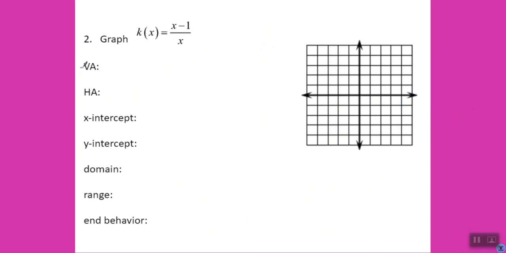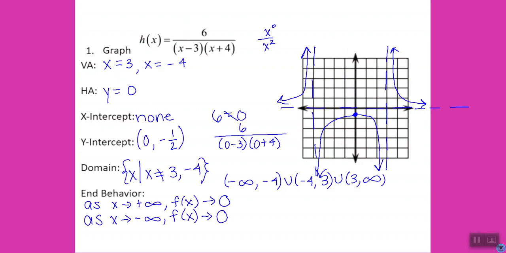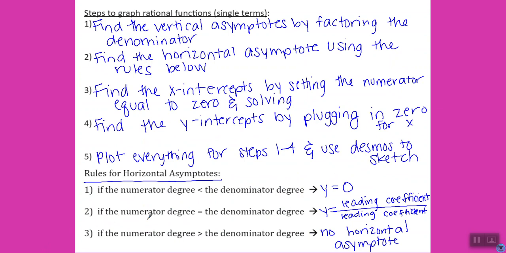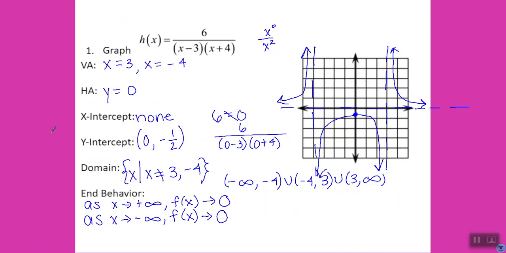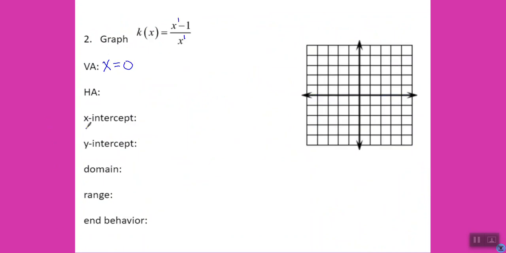All right, for our next one, vertical asymptotes. There's nothing to factor in our denominator, so it's whatever's going to make this 0, which would be 0. For horizontal asymptote, we have x to the first over x to the first. So that's our second rule, if the degrees are the same, so the leading coefficient of the top divided by the leading coefficient of the bottom. And since they're both 1x's, it would be y equals 1 over 1, which is just y equals 1.